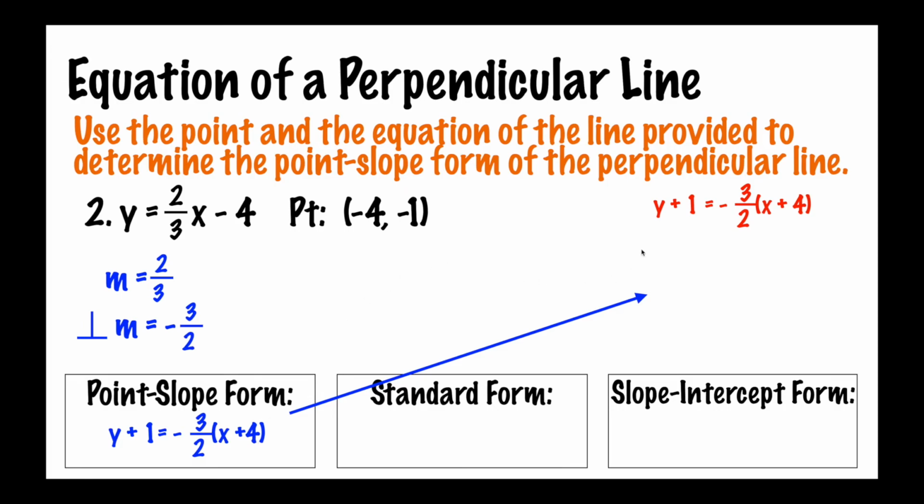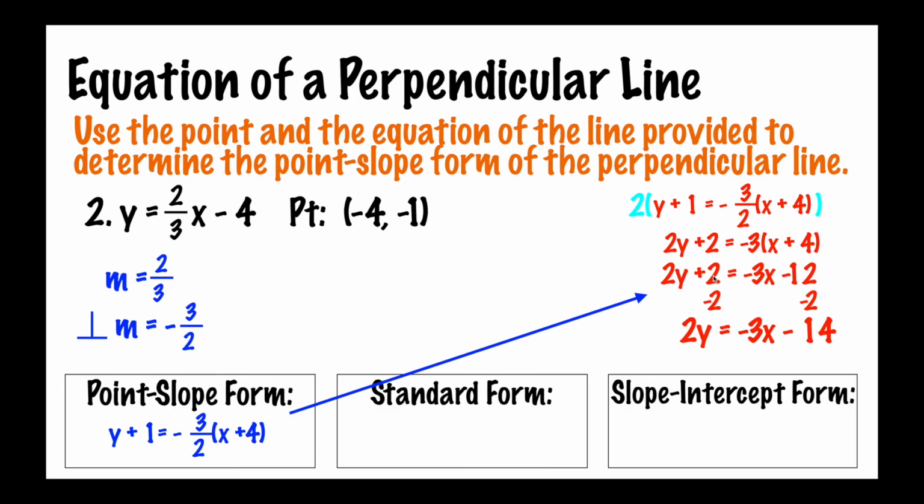We do so by solving for y. So I have a few options here. I can distribute the negative 3/2 in, or what I did here is I multiplied by 2 to get rid of this 2 here, giving me 2y plus 2 is equal to negative 3 times the quantity x plus 4. From there I distributed negative 3 in, giving me 2y plus 2 is equal to negative 3x minus 12. From there, I'm still trying to get y by itself, so I'm going to subtract the 2 over. That gives me 2y is equal to negative 3x minus 14.